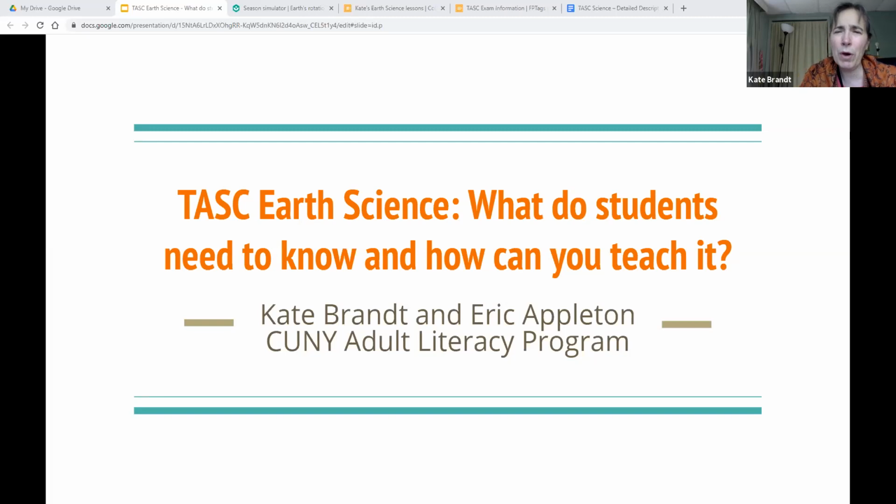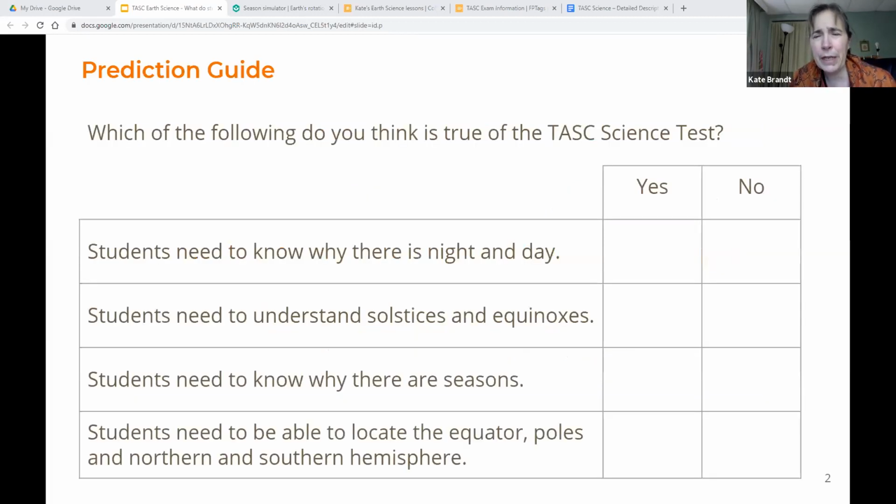And then we wanted to share with you a lesson that models some of the best practices we think are good to use when teaching science. And then finally, we'll share some resources with you. So we thought we would start by going into breakout rooms very briefly. Eric, do you want to introduce that?